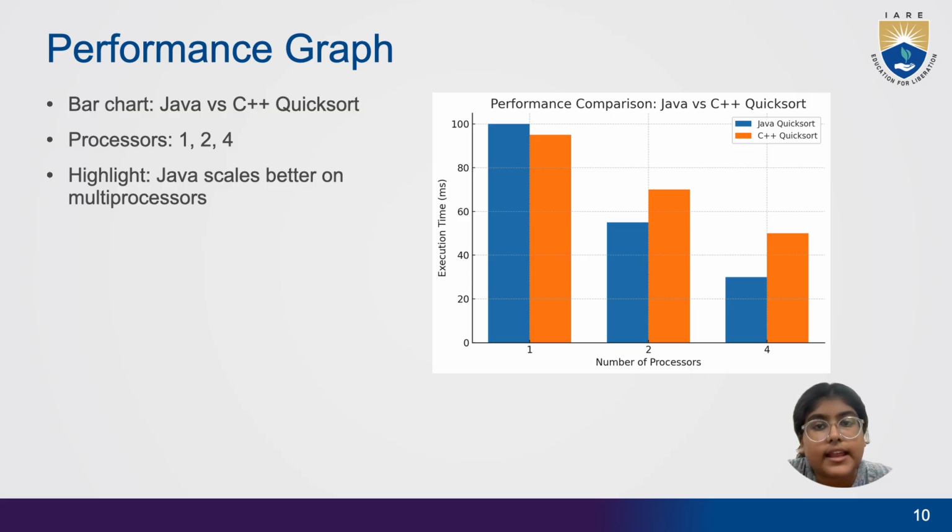Notice that Java's scaling line is steeper. Instead of hitting overhead or stagnating, performance continues to improve. This was a central observation. QuickSort in Java actually benefited more from multiprocessors than the equivalent implementation in C++.